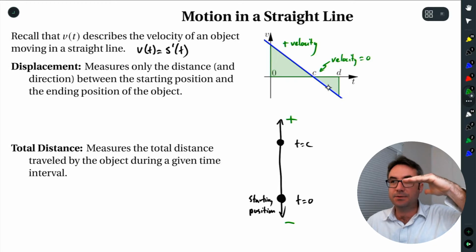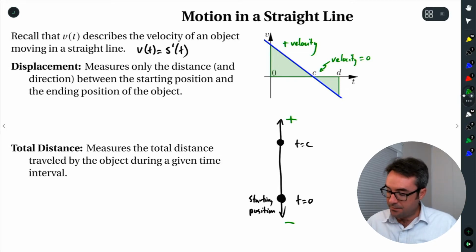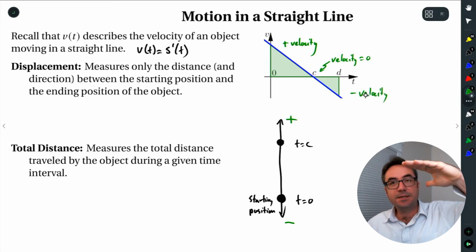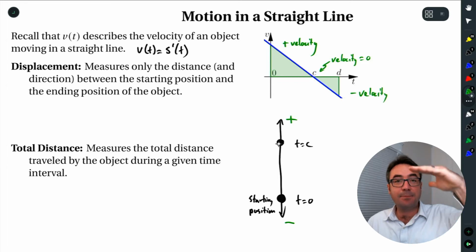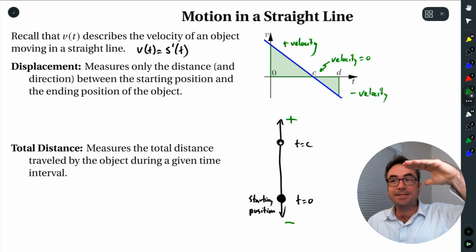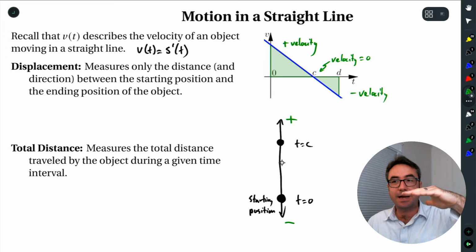Then what happens? If we look at our graph, the velocity becomes negative. So we have a negative velocity, which means the object starts moving again, but now it's moving in the negative direction. It starts moving down. So at time 0, we're moving up, and we keep moving up. We're slowing down, but we're still moving up. Then at time c, we stop. And after that, we're moving in the negative direction, so we're moving down.